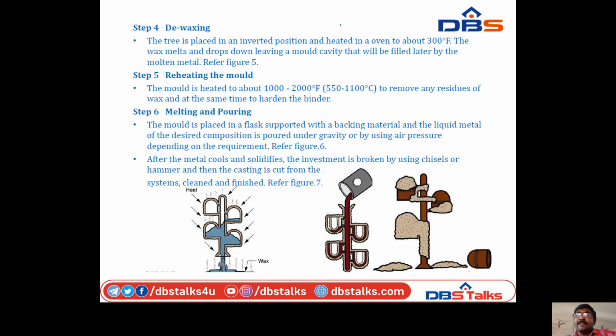Next, dewaxing. The tree is placed in the investment portion and heated in an oven to above 300 Fahrenheit. The wax melts and drops down, leaving a cavity that will be filled later by the molten metal. So we can refer to figure number 5.